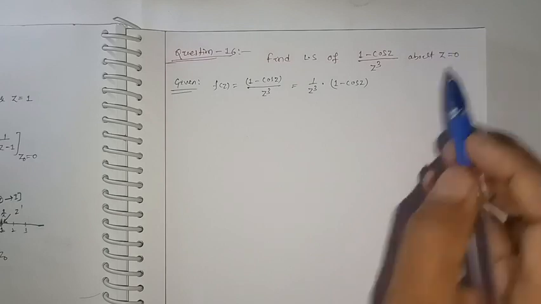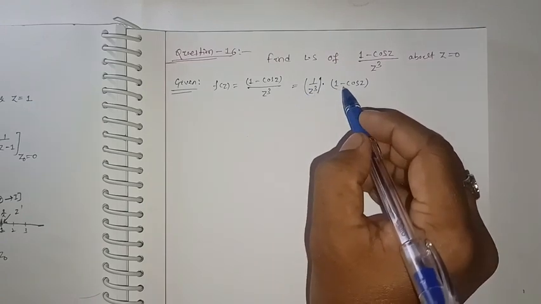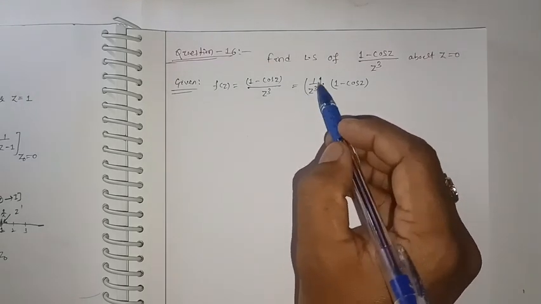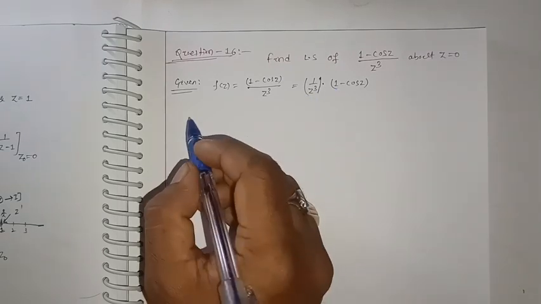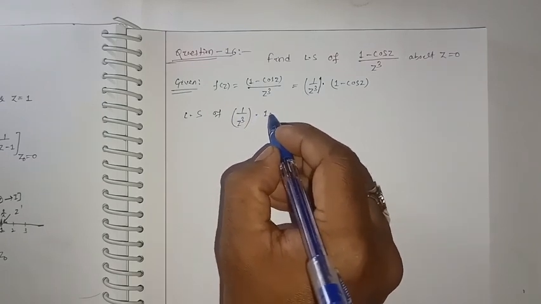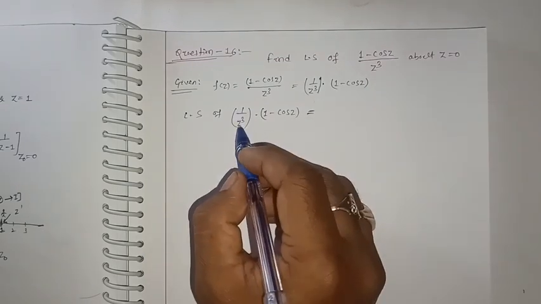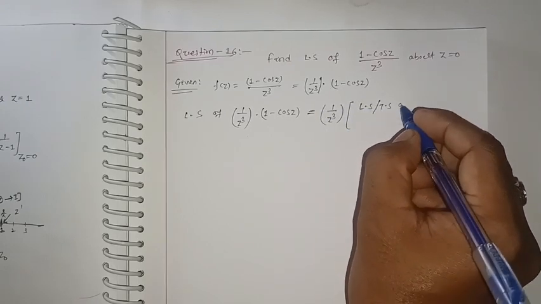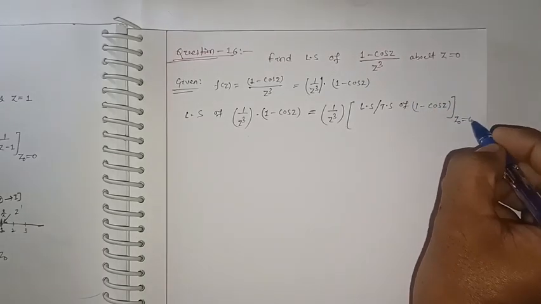So here about z equal to 0, we have to find out the Laurent series. Consider these two functions, 1 by z cube and 1 minus cos z. Among these two functions, whose singular point is z equal to 0? This one. 1 by z cube has the singular point z equal to 0. So the Laurent series of 1 by z cube into 1 minus cos z will be equal to how much? The Laurent series of 1 by z cube about its singular point will be the same, 1 by z cube. Then the Laurent or Taylor series of 1 minus cos z about z0 equal to 0.